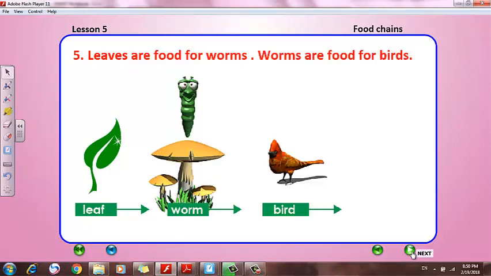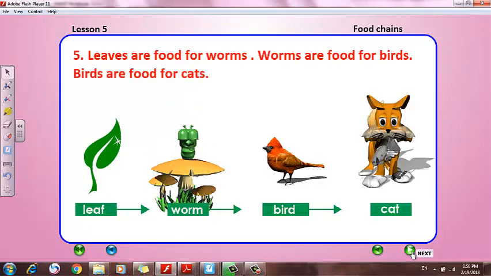Leaves are food for worms. Worms are food for birds. Birds are food for cats. Exactly.